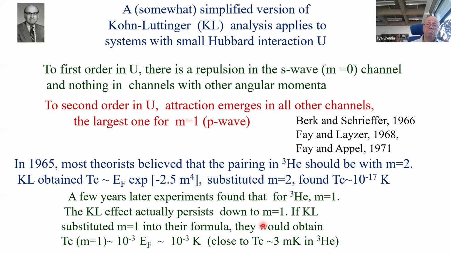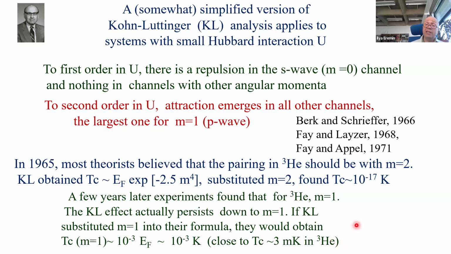Now, it turns out that despite the fact that this Kohn and Luttinger analysis was giving a small Tc, nevertheless, if you put in the estimate of the superconducting transition that you get, you would get of the order of 10 to the minus 3 of the Fermi energy. And that in Kelvin is 10 to the minus 3 Kelvin in the case of helium-3.